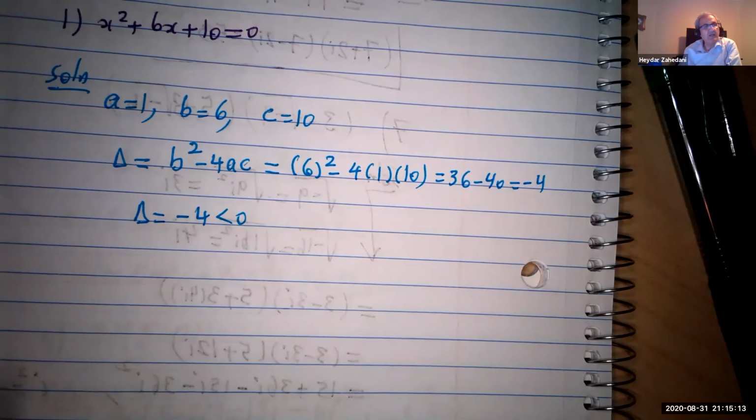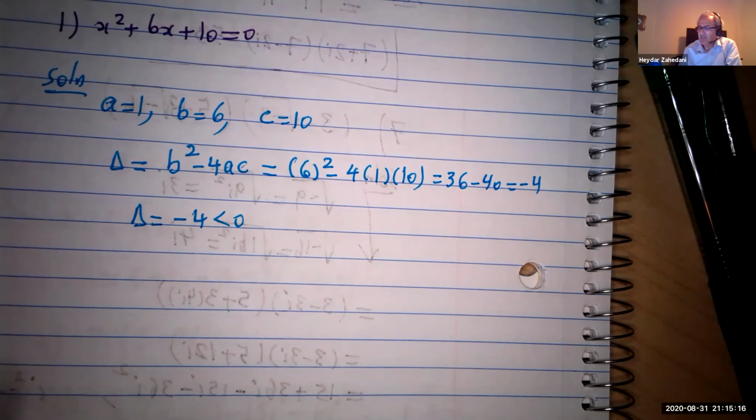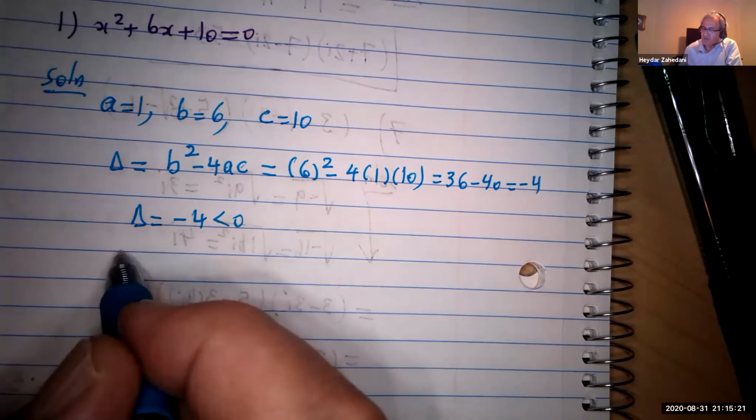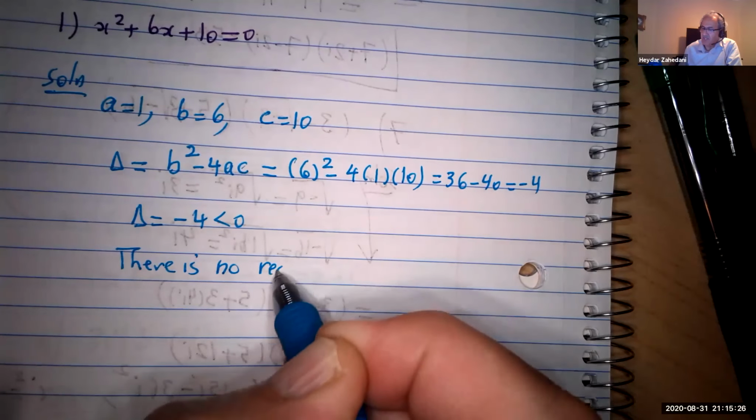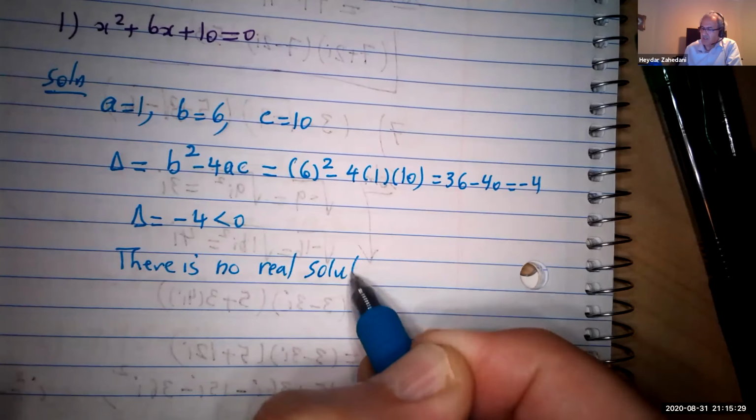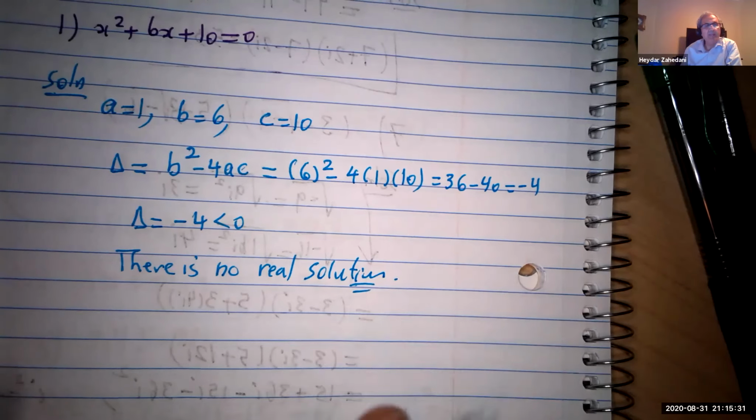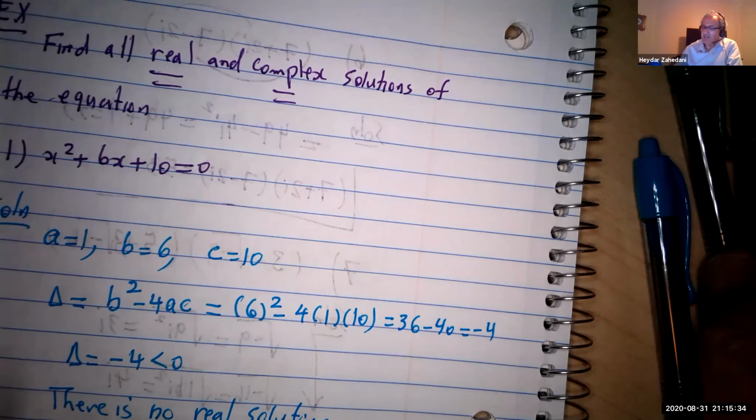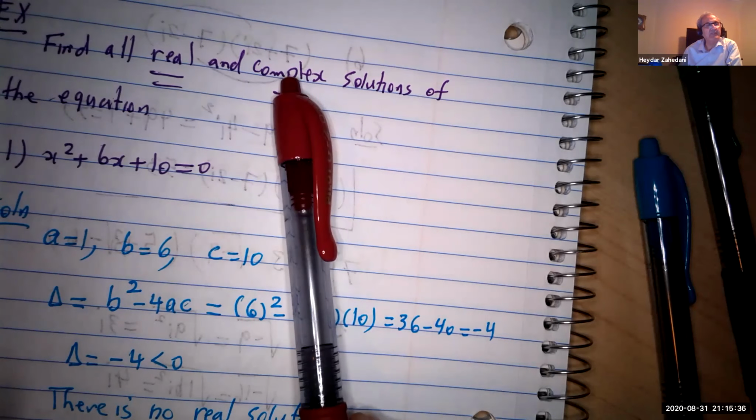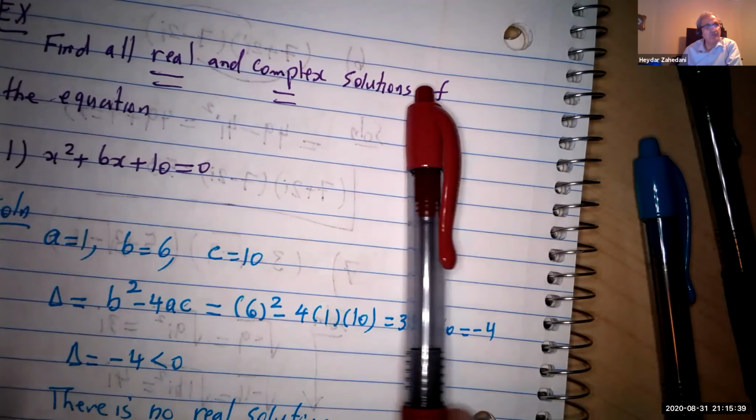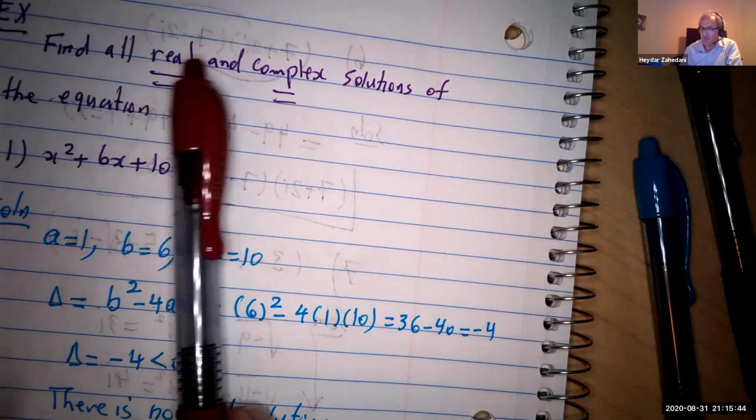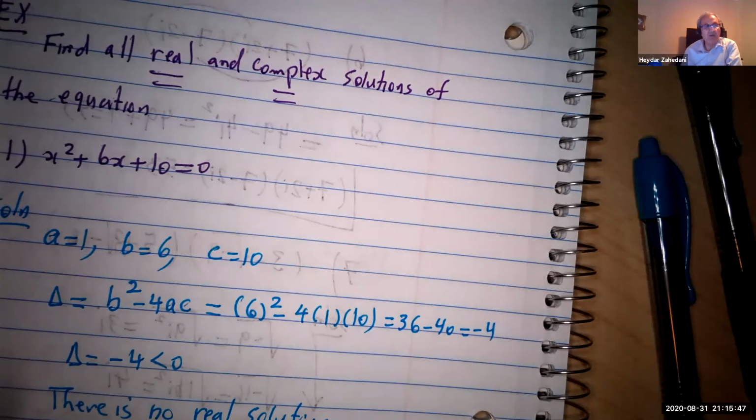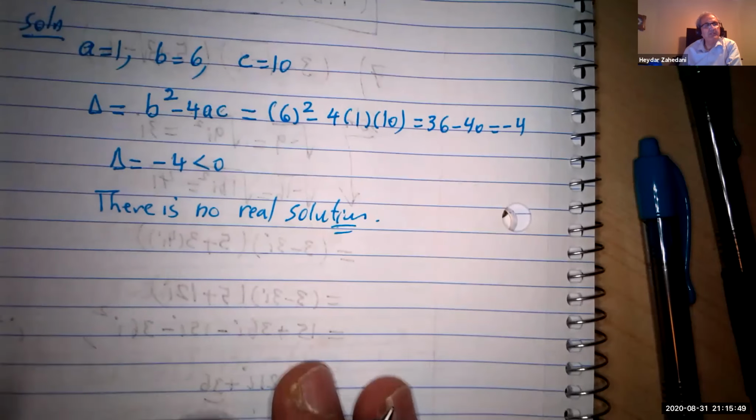So there's no real solution. So the solutions are complex numbers. Okay, so there is no real solution. But you see, they ask real and complex. If they just ask, find the solution of the equation, you're done. But they emphasize that they are interested in either real or complex solutions. So you have to continue. Give us the complex solutions.